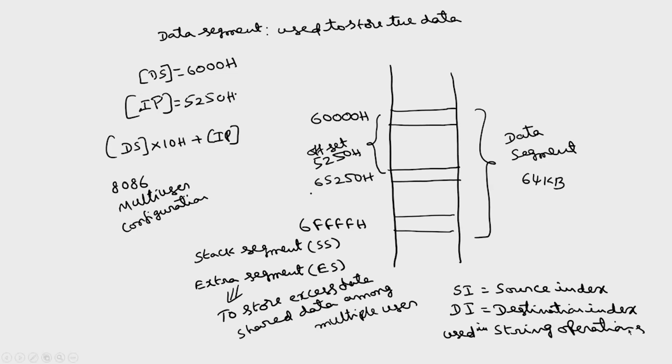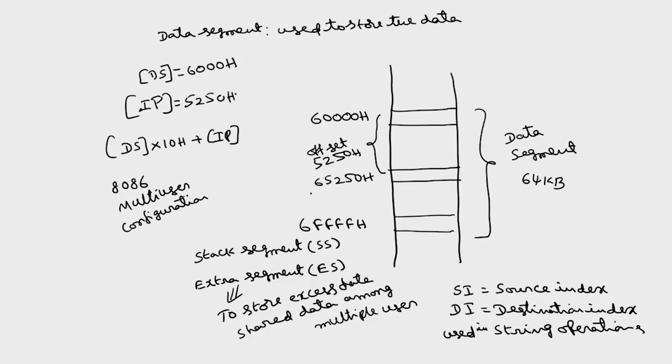String operations are where a block of data has to be moved from one location to another, or you have to process a block of data. In these string operations, SI and DI will be used along with the extra segment register. So these are the different registers that are available in the 8086. All these registers are required.